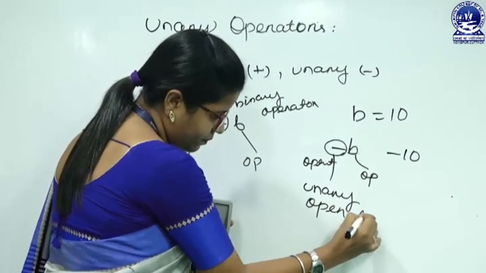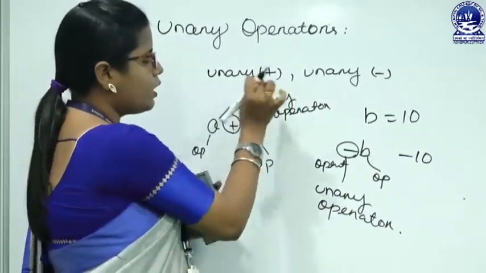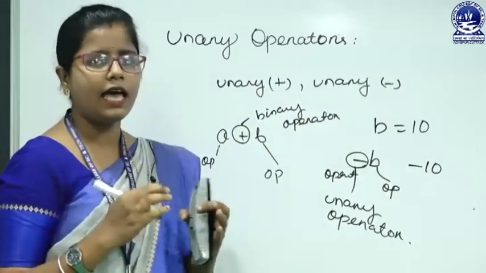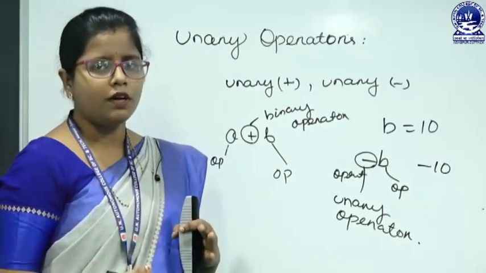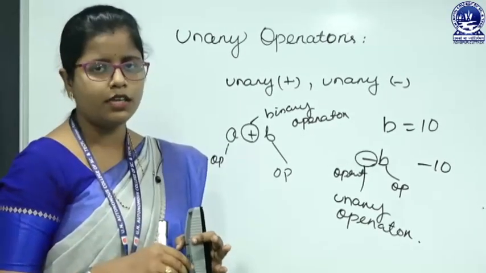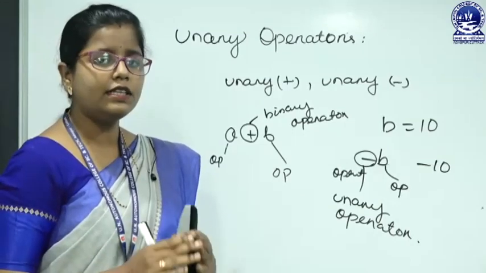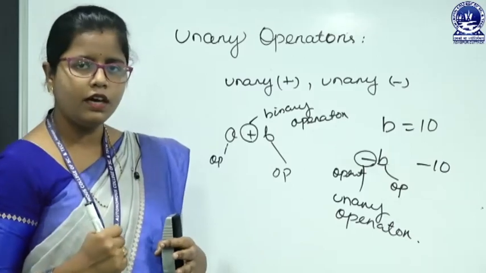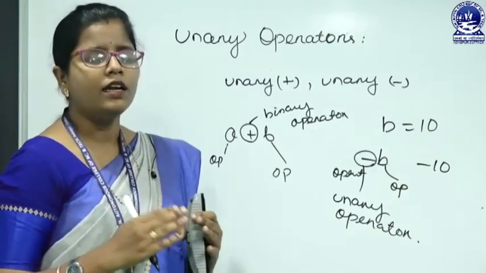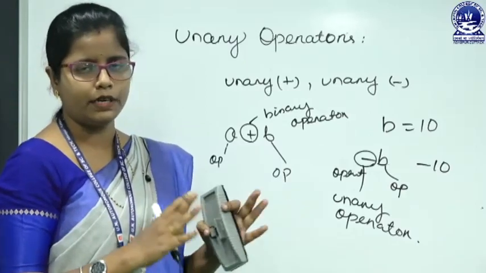We have both the plus operator and the minus operator. The plus operator can be a binary operator, and the plus operator can also be a unary operator. Like that, the minus operator is a binary operator, that is the subtraction operator, and the minus operator can also be a unary operator. We differentiate them by the usage of the operators.